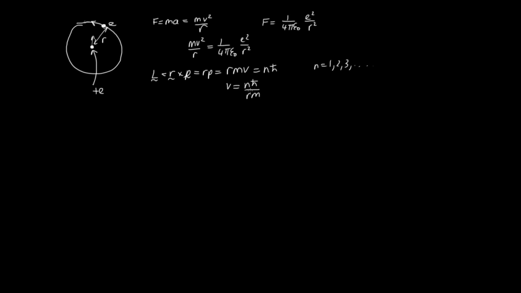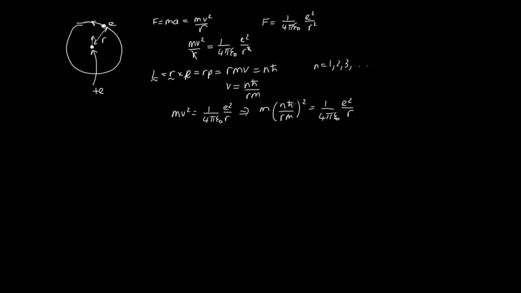Okay, now what we're going to do is substitute this in here. Let's simplify this a little bit so we can cancel out that r with one of these r's here. So we have mv squared is equal to 1 over 4 pi epsilon naught e squared on r, and then we're going to replace this v squared with this. So we've got m times (n h bar over rm) squared is equal to 1 over 4 pi epsilon naught e squared on r.